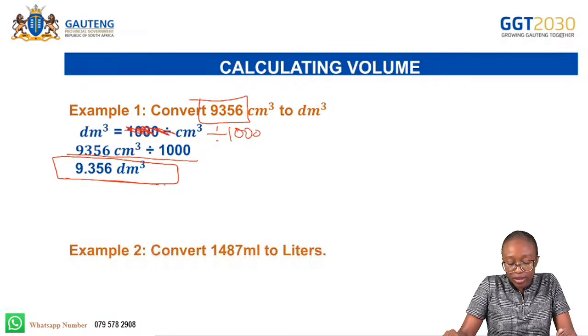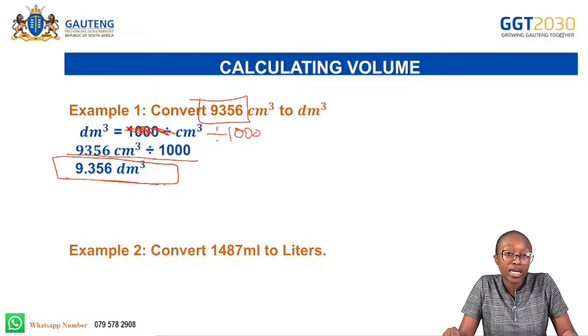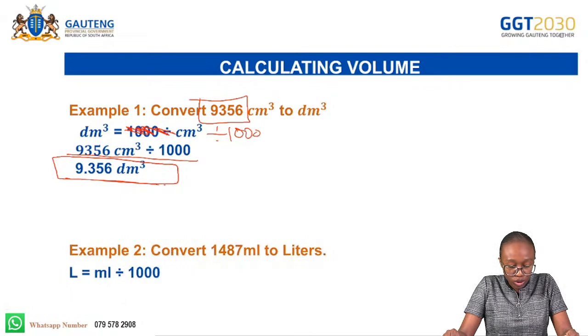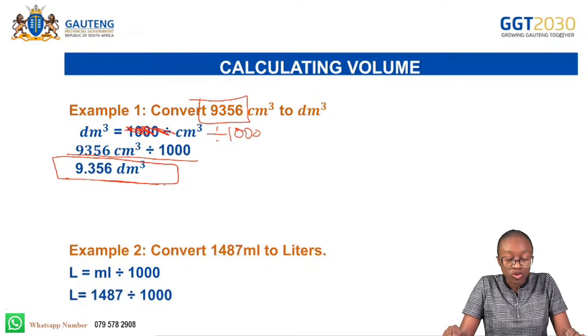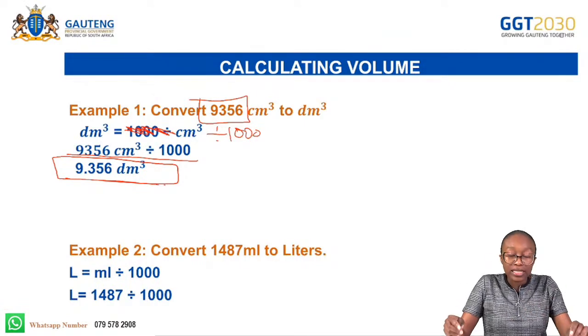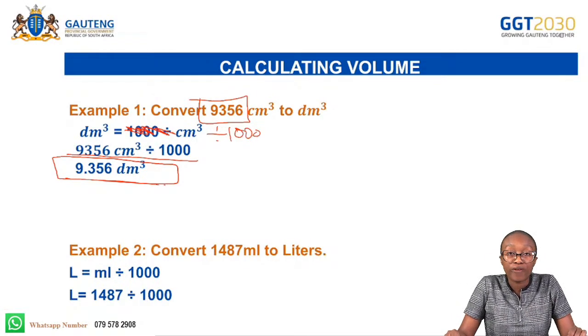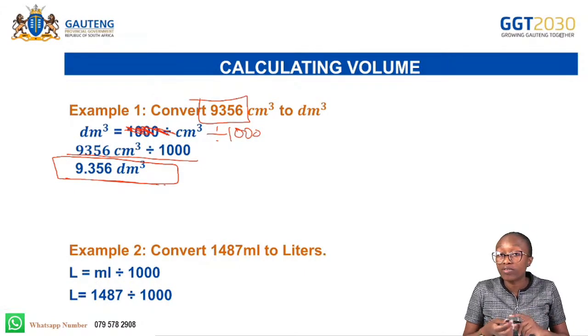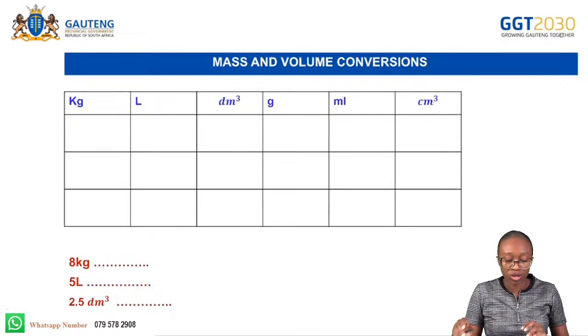Then example number two. Please convert 1,487 milliliters to liters. So what do we do? We say milliliters divided by 1,000. So 1,487 milliliters divided by 1,000, you will end up with 1.487 liters. So that is how you do the conversions.